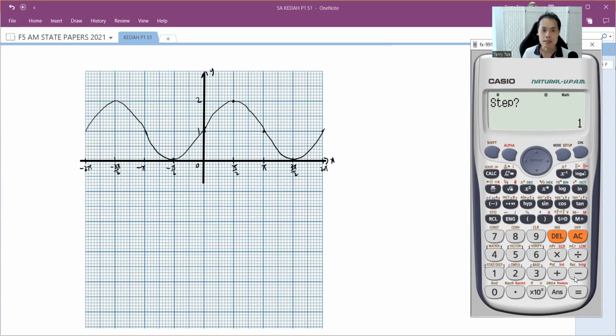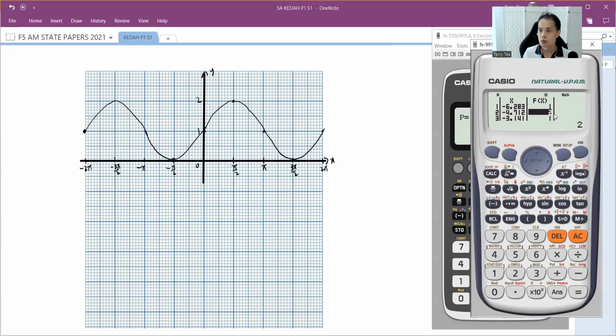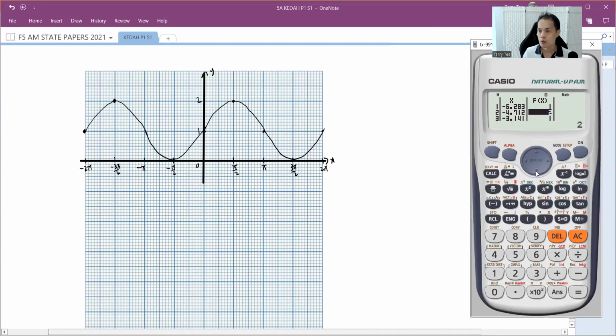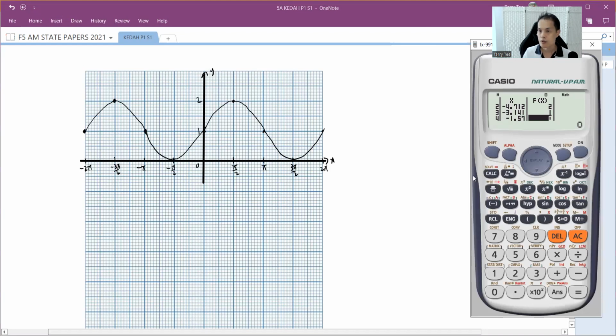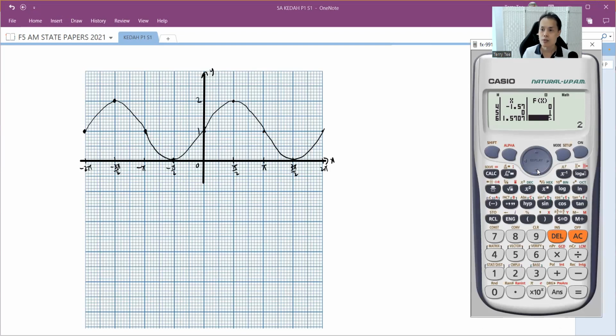You end at 2 pi, and the step in this case is pi over 2. The step is an interval. You press equals. See, you're given the first x value, you can see is 1, which is over here. The second value is now 2, which is over here. The third one is 1 again, which is over here. The next one is 0, which is over here, and so on. So we can use this tool to help us plot the graph.